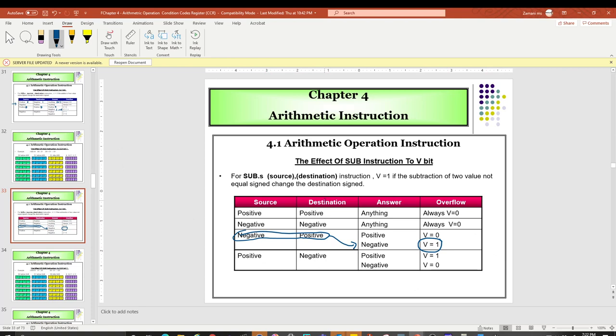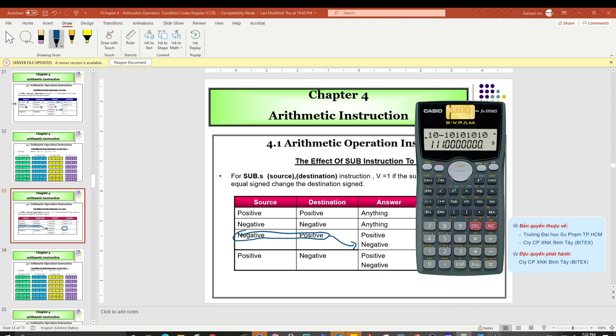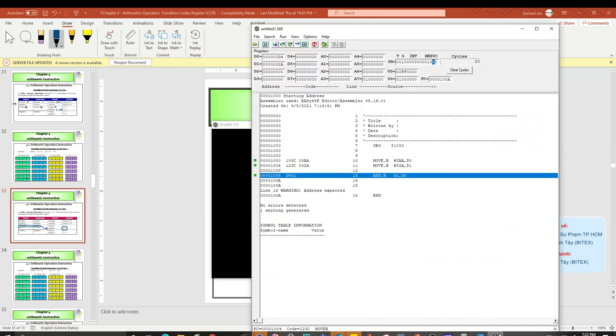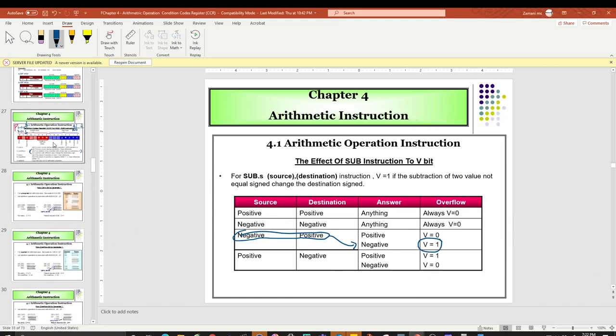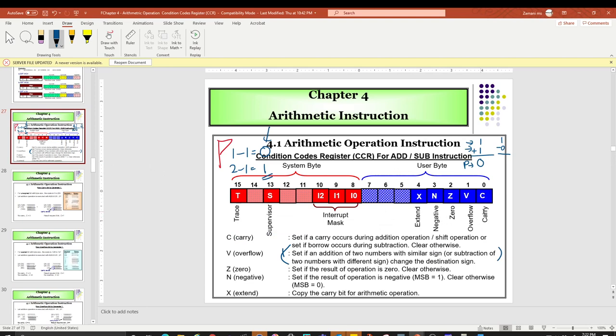So you have to be really careful to look at which one is the destination and which one is the source that you're going to subtract. Then you can look at this particular table and get the value for V, the V flag of the status register. Okay, you can play around with the example. I think you can just use EASy68K, play with the numbers, and validate based on the calculator. Okay, so for the case of the five flags, you just need to remember that these are the flags that we need to learn.